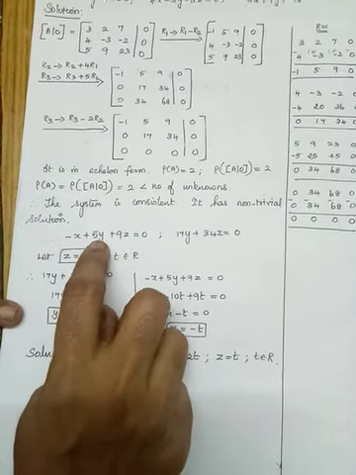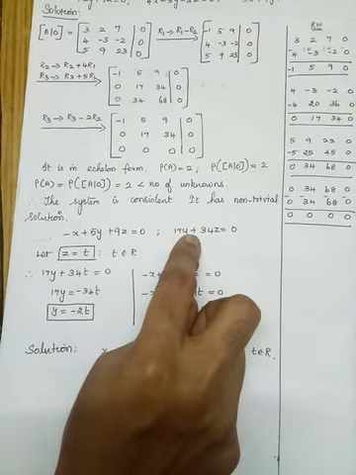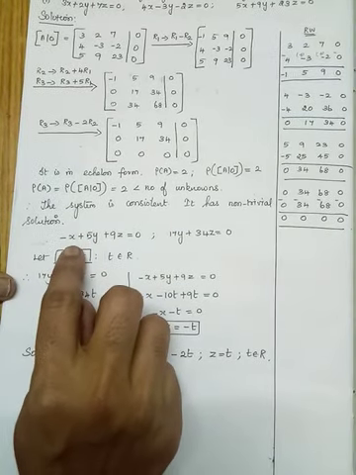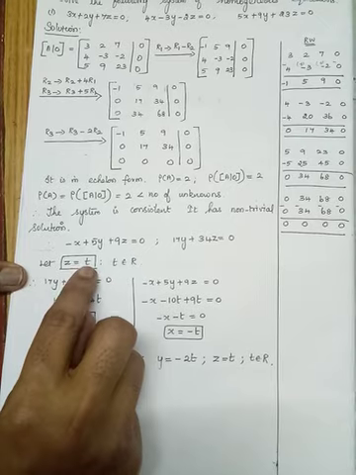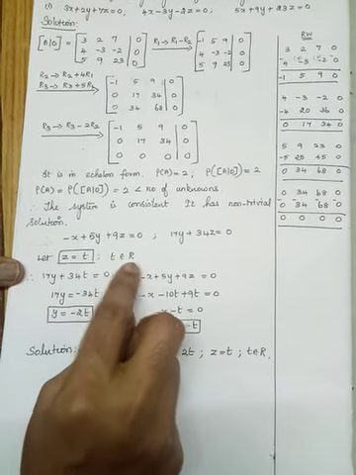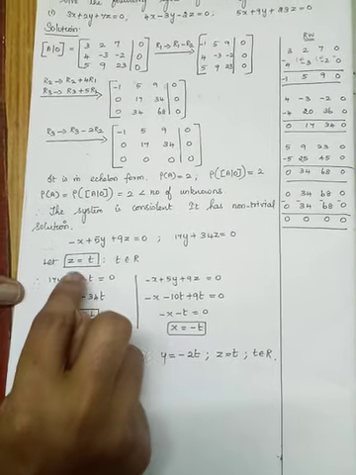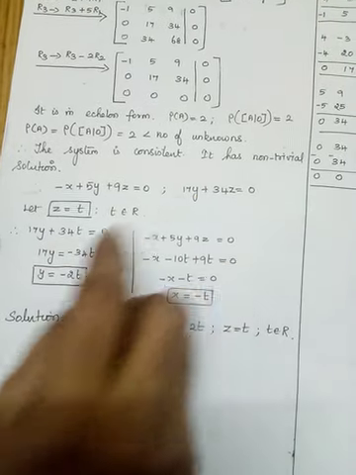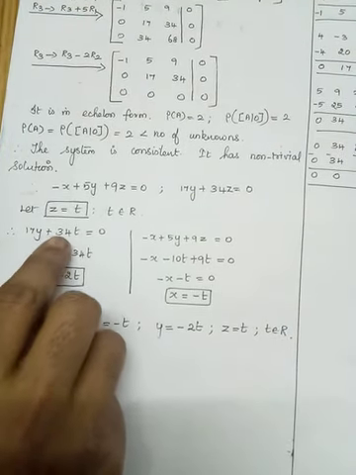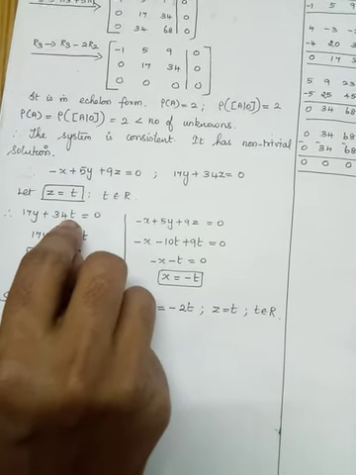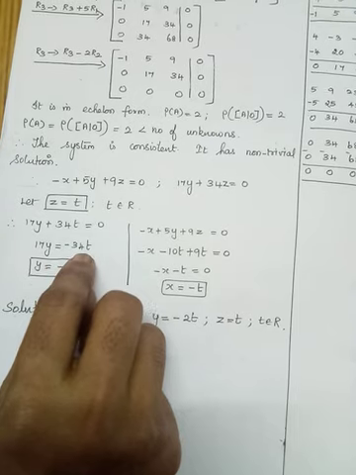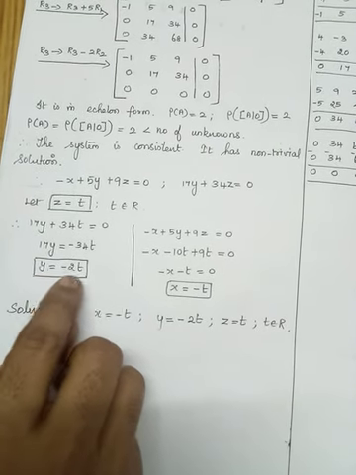Okay, so how many equations here? You are having 2 equations, but how many unknowns? 3 unknowns. So you have to take z is equal to t, where t belongs to R. R means real numbers. Okay, so when z is equal to t, you substitute in this equation. So 17y is equal to minus 34t. In the place of z I have written t, so minus 34t. So y is equal to minus 2t.